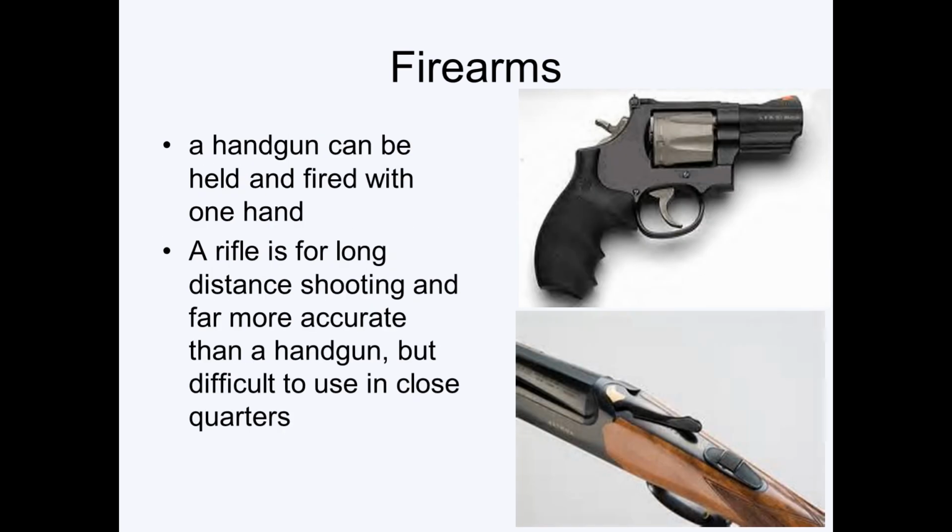A handgun can be held and fired with one hand. It's also quite small. A rifle is for long distance shooting and far more accurate than a handgun, but difficult to use in close quarters. Right? So handguns are easier when you're fighting very close together, but rifles are far more accurate.